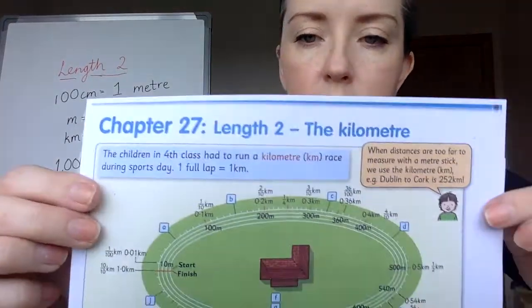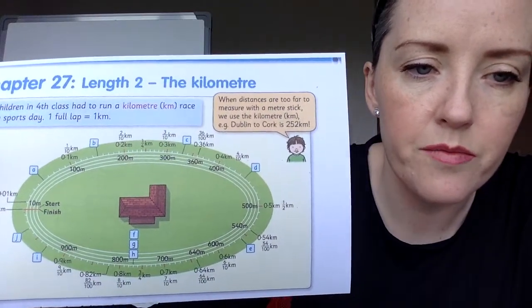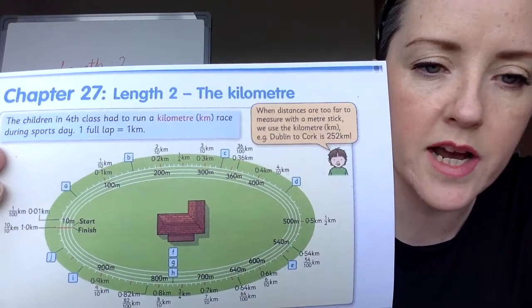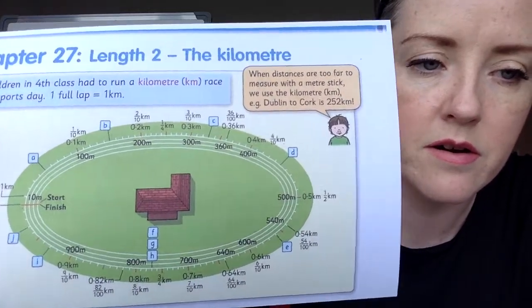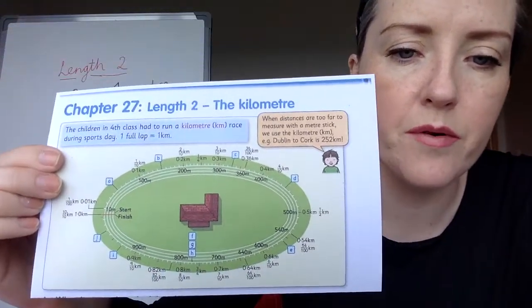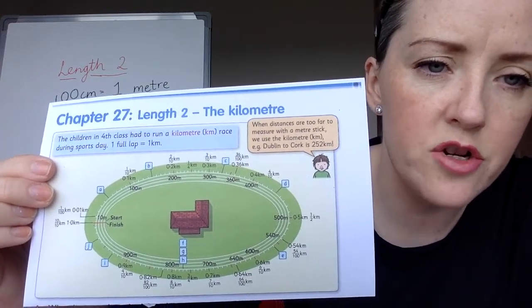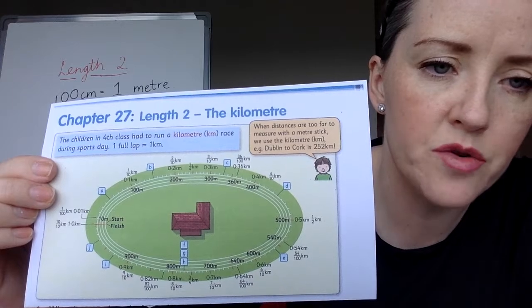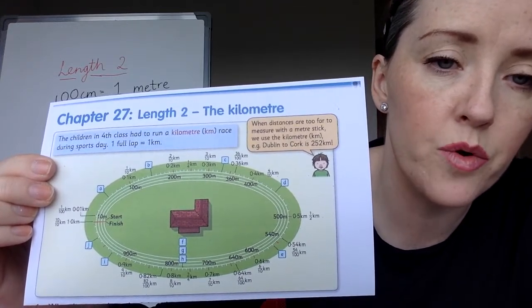So, can you see that here? I want you to take a good look at this. I'm trying to get it in there perfectly. Okay. So, you can see the children in 4th class had to run a kilometre race during sports day. 1 full lap was equal to 1 kilometre.